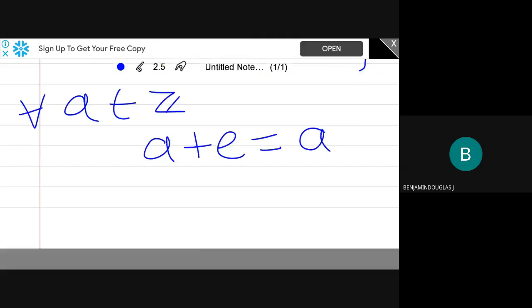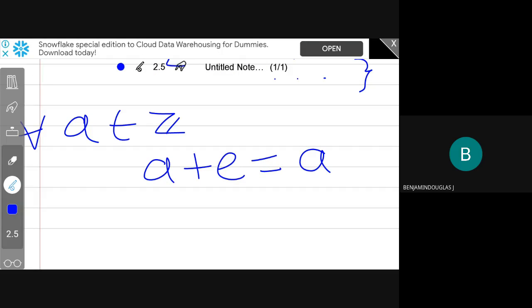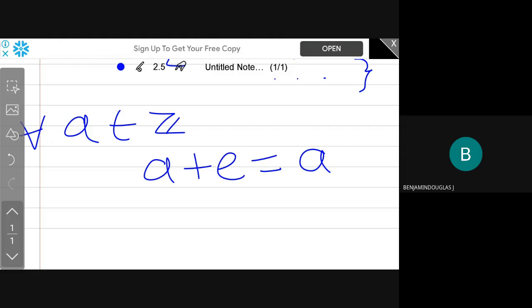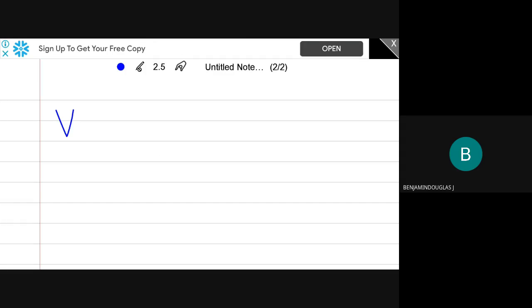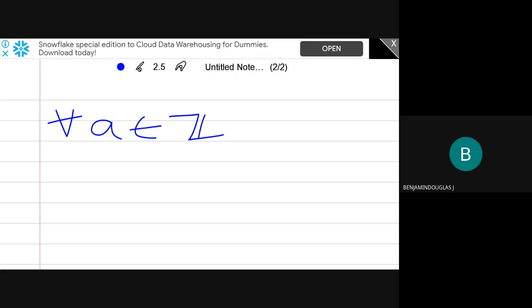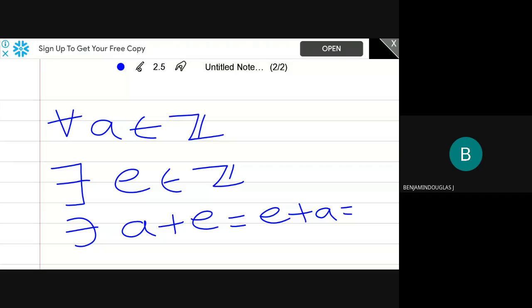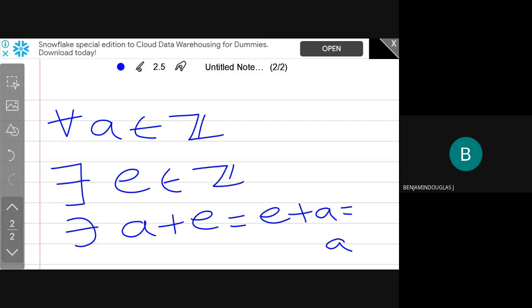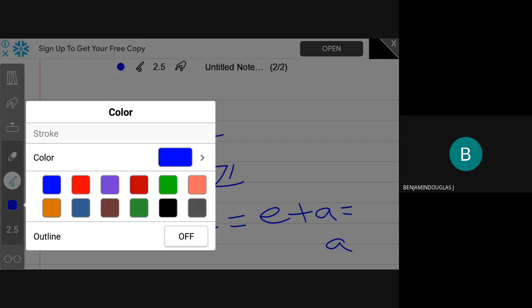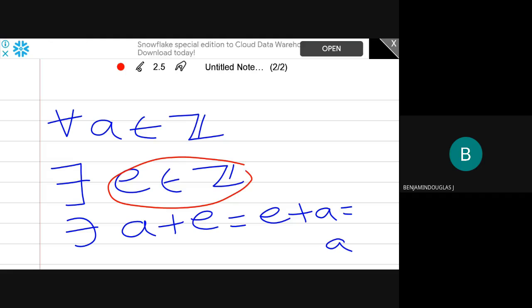So now I define the identity axiom. That is, for any element in the given set, there exists a fixed element in that set such that applying the operation, say A plus E or E plus A, the resultant is A. If such a number exists, then we say that this is called the identity axiom.